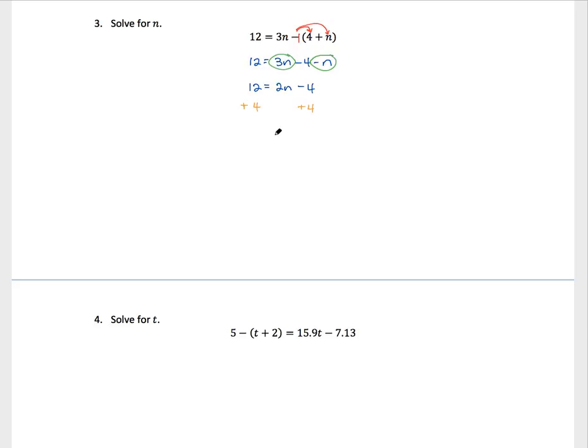-4 and +4 cancel out, giving us 0. So we're left with just 2n on the right-hand side. And then 12 plus 4, we get 16 on the left.